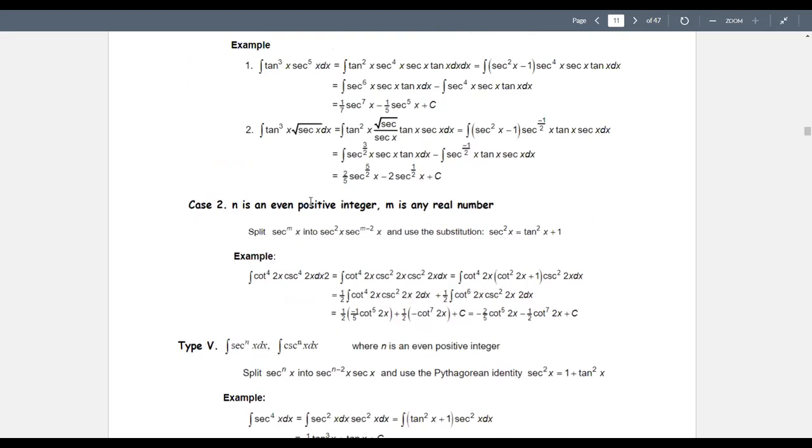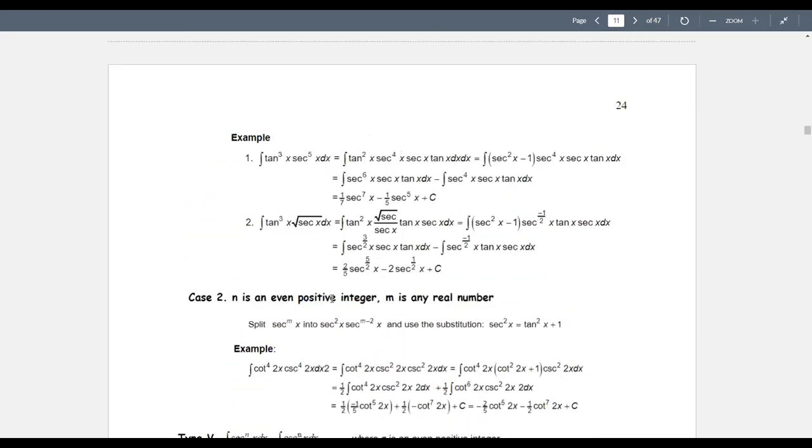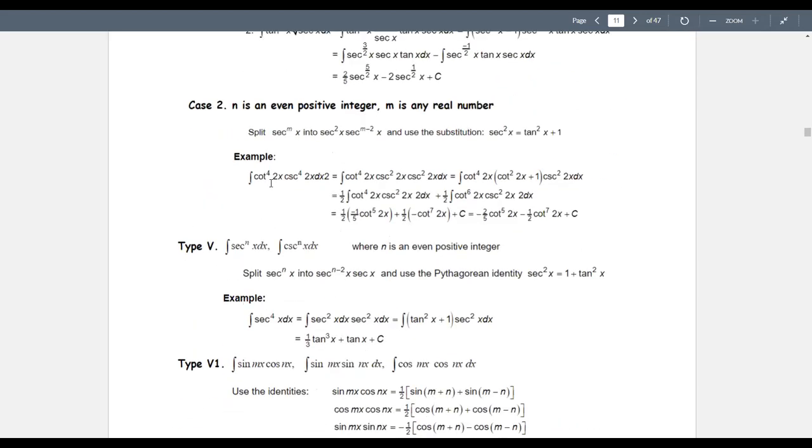Cotangent. So, if you notice, the samples here are all tangent. So, what if we use cotangent and cosecant here? Cotangent 2x raised to 4, cosecant 2x raised to 4 dx.